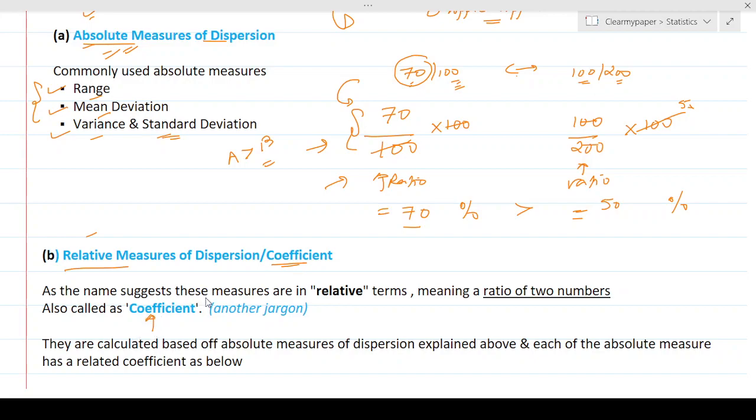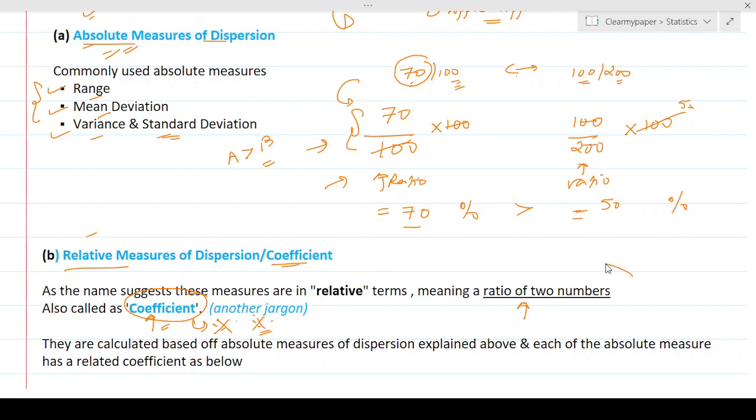Another jargon, and I think I should put this in red because this is where most of the exam questions will be around, the coefficient. When we talk about coefficient, it's nothing but a relative measure relative to something, a relation between one number and another number, or a ratio of two numbers.